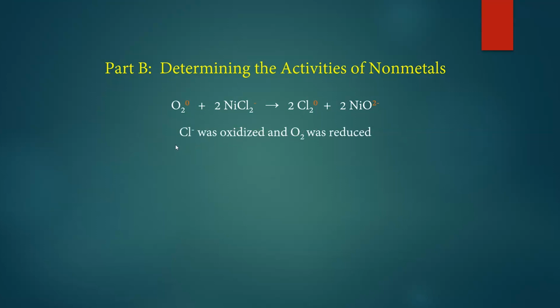Now, remember, for nonmetals, being reduced is their goal. So whichever element is reduced or gains electrons, that's going to be the more active element in that particular reaction. So in this case, we would rank oxygen as being more active than chlorine.